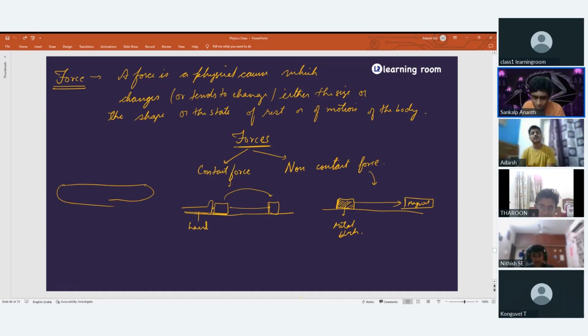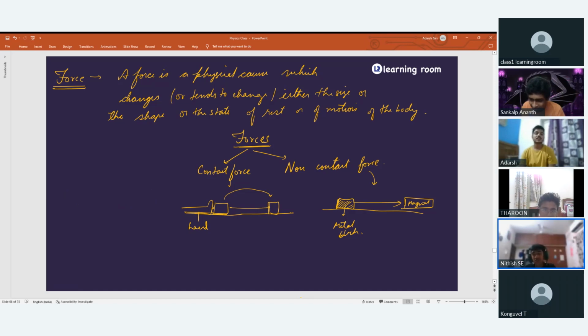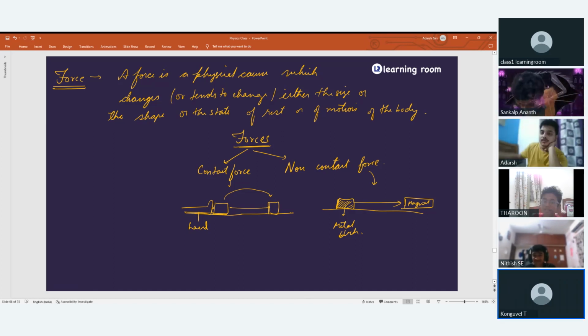Then gravitational pull is also non-contact force. Non-contact, unless it touches the ground. Before it touches the ground, it's non-contact force. Then me raising my fist into the air, is it a contact or a non-contact force? You're moving air.